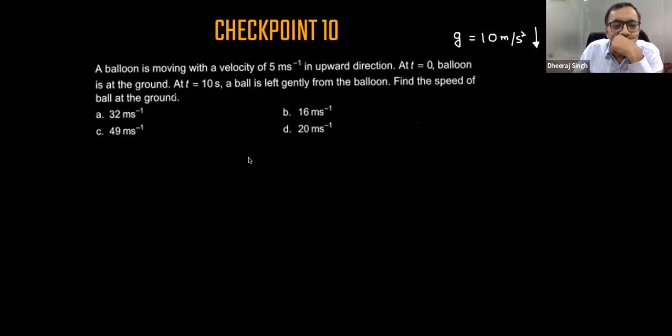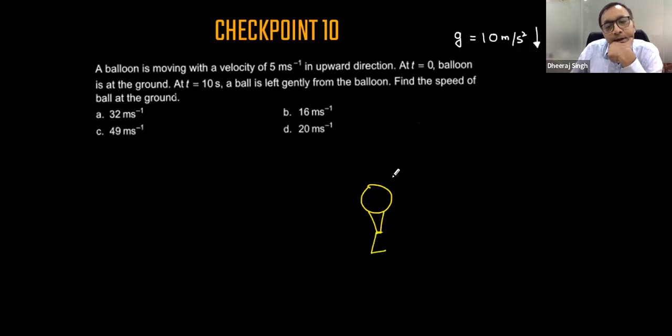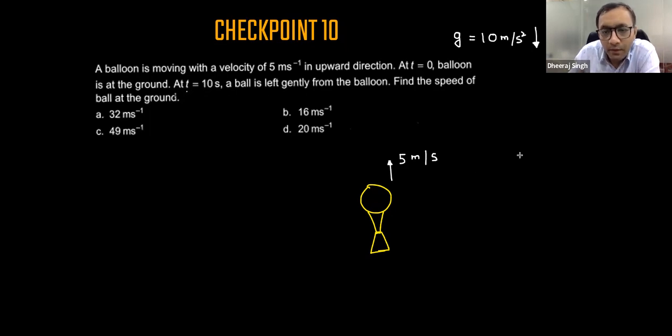Okay, everyone, let us solve it now. You have a balloon. This balloon is moving up at 5 meters per second in the upward direction. At t equal to 0, the balloon is at the ground. At t equal to 10 seconds, a ball is left gently from the balloon. So let's say the balloon was at the ground, and at t equal to 10 seconds it will be at some certain height.